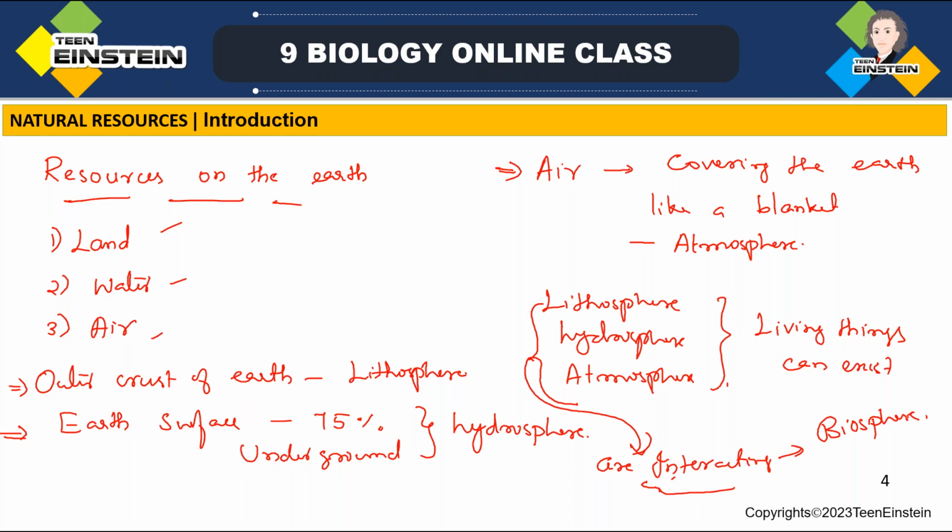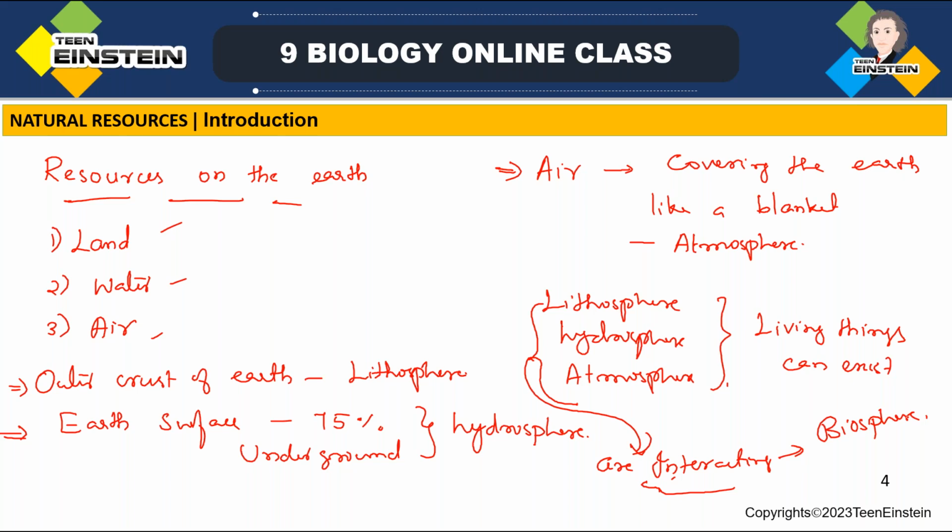Okay, so what all did we say? Land, water, and air. These are the resources, right? The outer crust of Earth is called the lithosphere. 75% of Earth's surface is covered by water, and underground water is also present. That is called the hydrosphere. Then air covers the Earth like a blanket, and that is called the atmosphere.